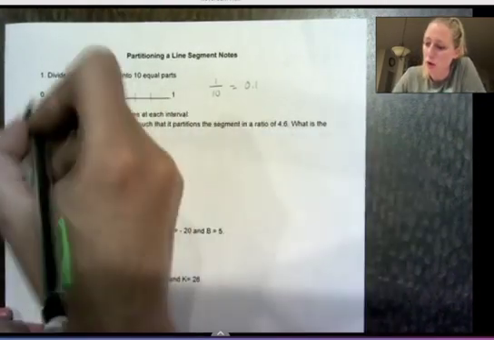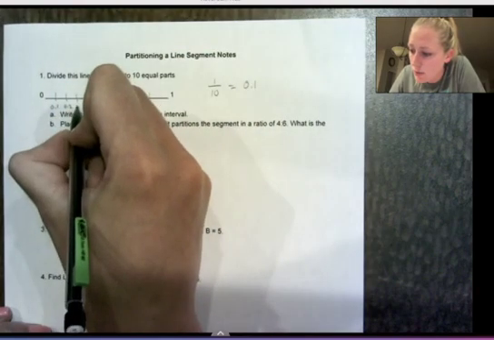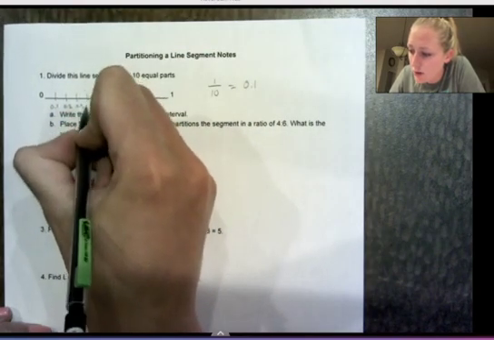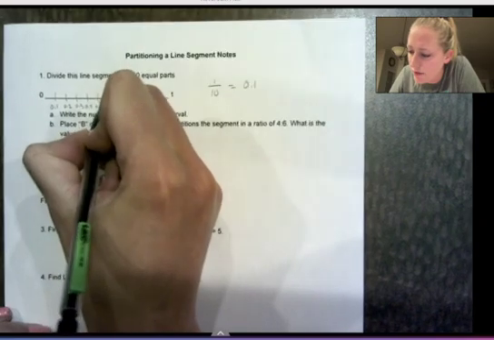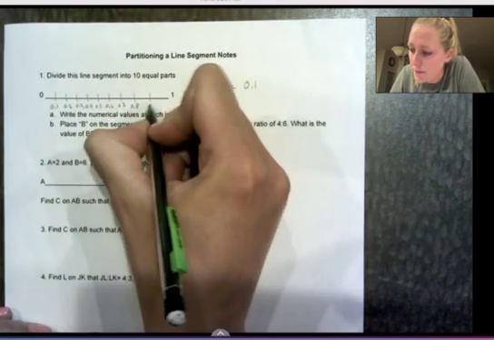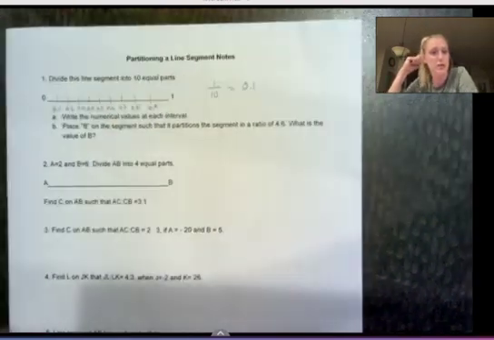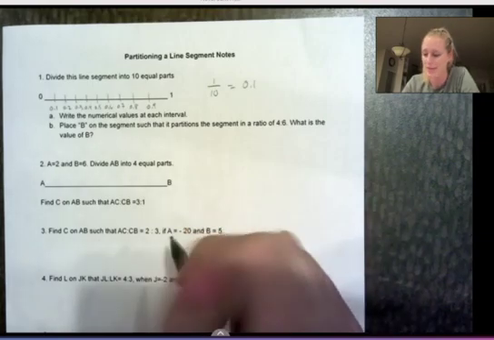So you can write it as 1/10 or 0.1, but that means each one is increasing by this value. So 0.1, 0.2, 0.3, 0.4, 0.5, 0.6, 0.7, 0.8, 0.9. And then adding 1 more tenth would get me to 1. So each one of those is worth 1/10.